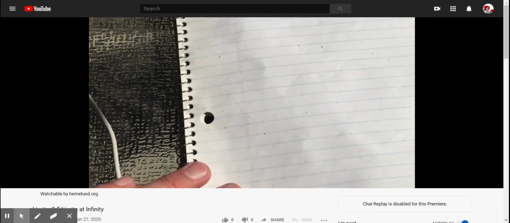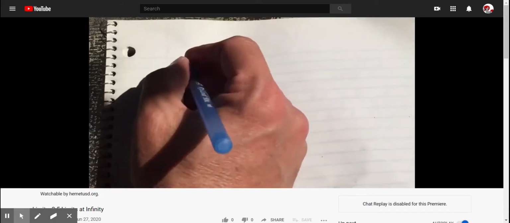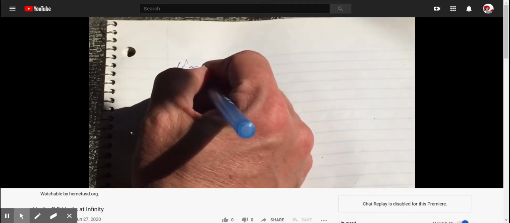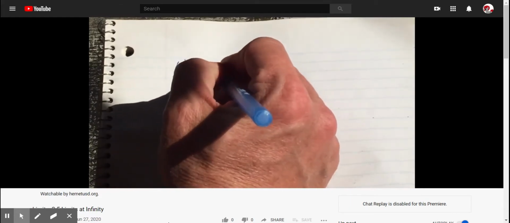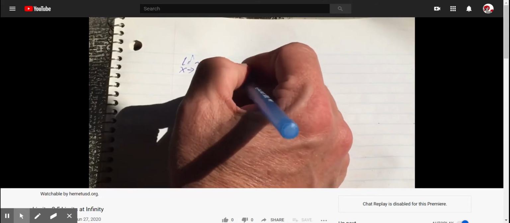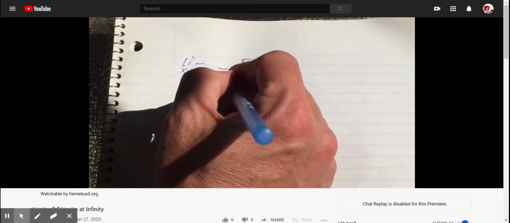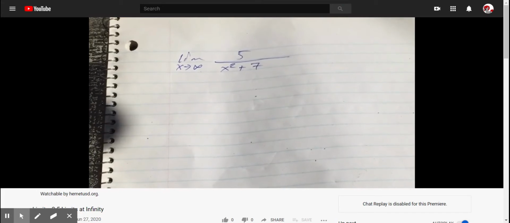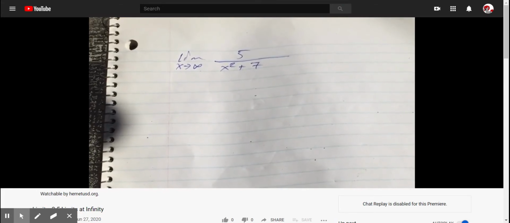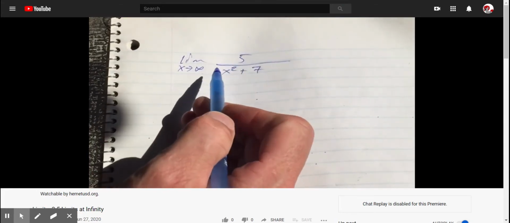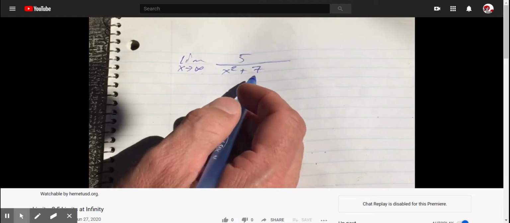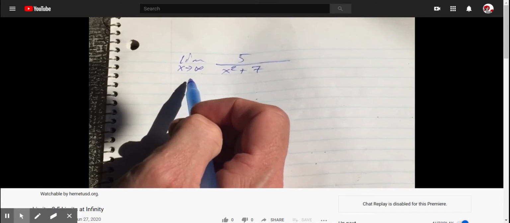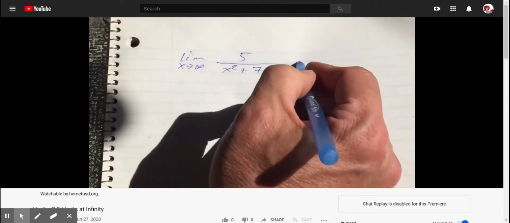All right, so now let's talk about analytically. There's a couple different ways of going about this. Personally, I prefer to talk about a certain concept. Let's say we have 5 over x squared plus 7. If we're talking about what's going to happen as x approaches infinity, the top of this is going to be 5, while the bottom is going to be infinitely big. If I take 5 and divide it by something infinitely big, then it's going to end up being 0.